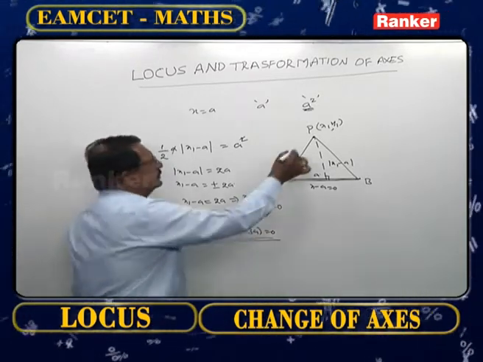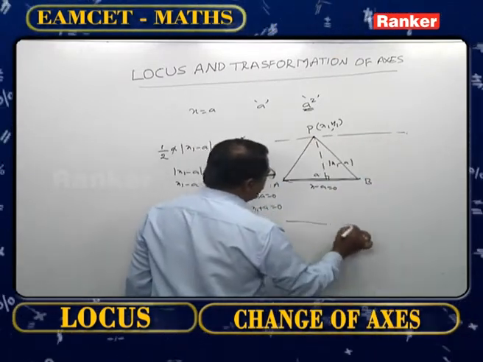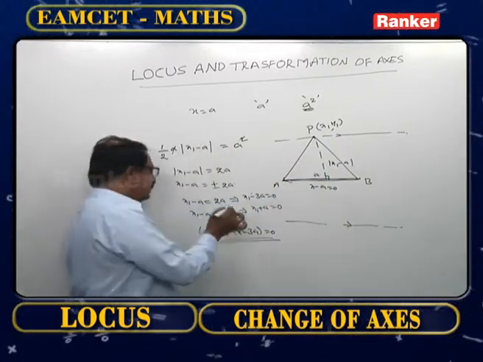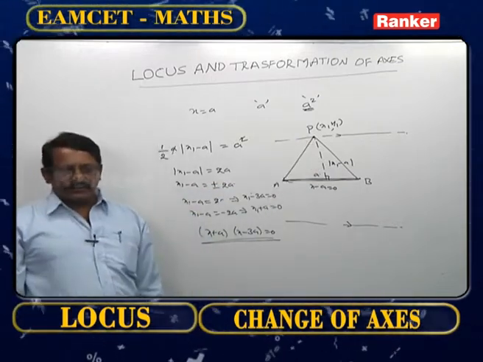The locus of the third vertex is a pair of lines. These lines are parallel to the given line and equidistant from it. Therefore, the answer is 1.